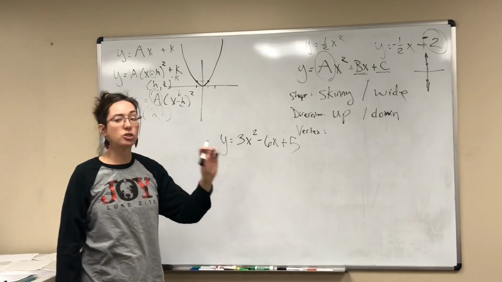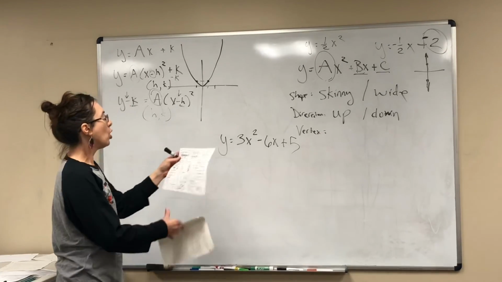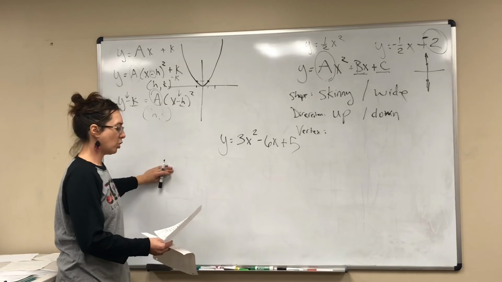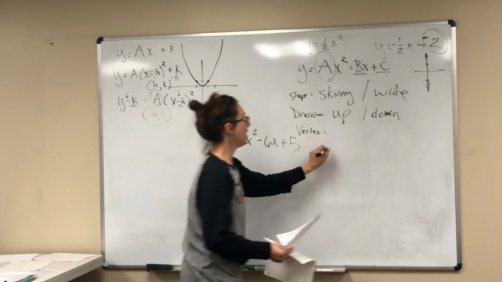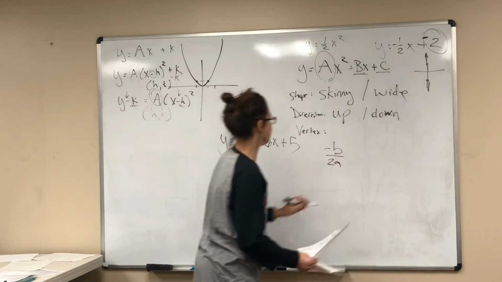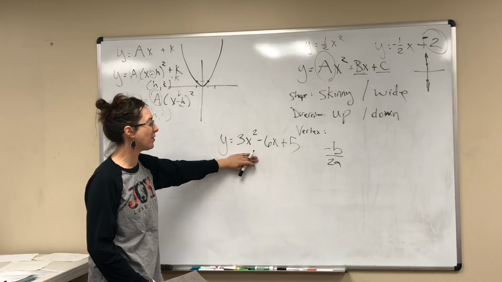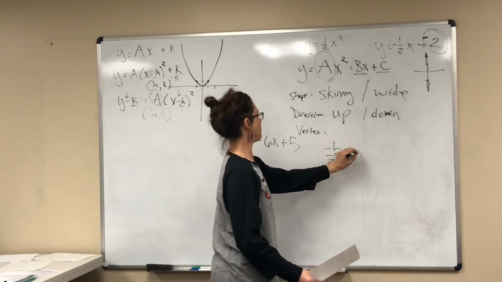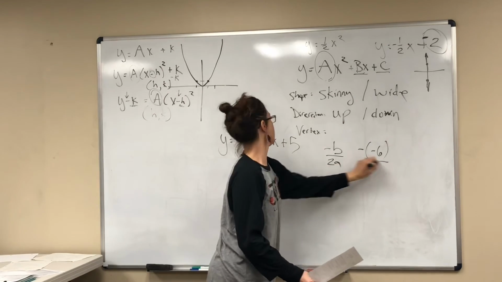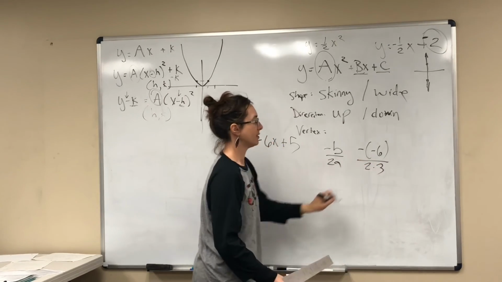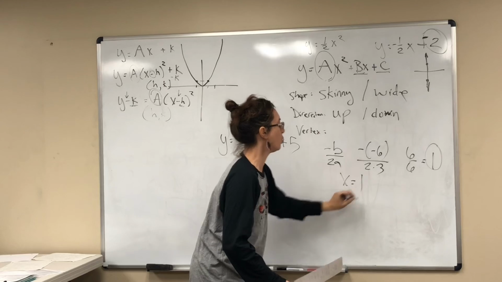There is a shortcut, and this is on your graphing quadratic function thing. When you are in the standard form, the x value of your vertex will be negative b over 2a. Okay? So for this equation, 3x squared minus 6x plus 5, what would be our x value? Negative of a negative 6, so positive 6 over 2 times 3, which is 6. So I have 6 over 6, which is 1. My x value is 1.